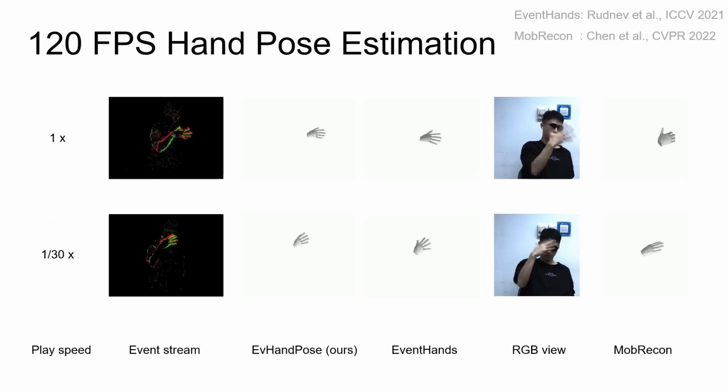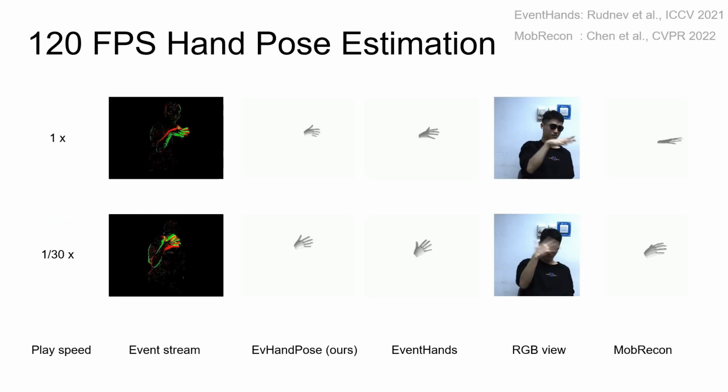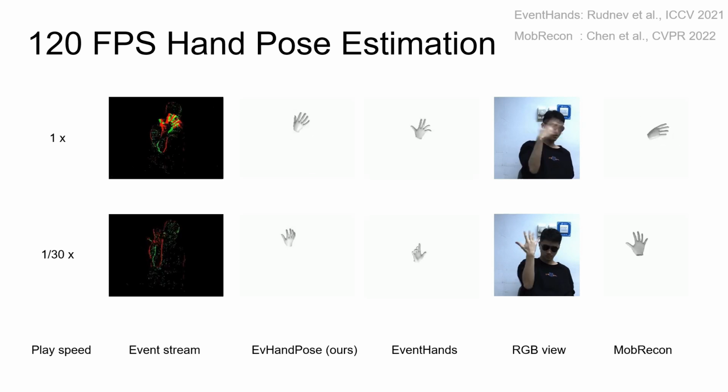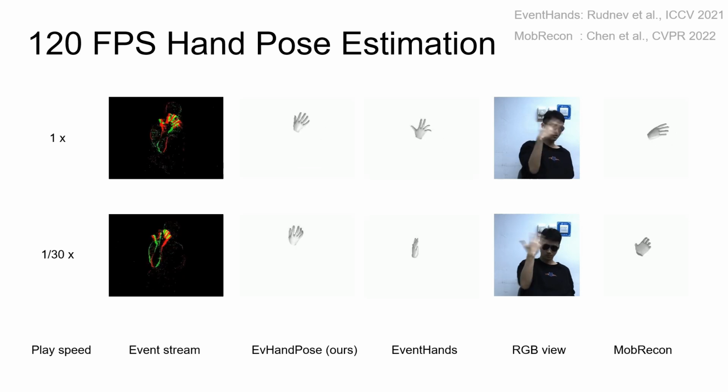EvHandPose can achieve accurate high FPS hand pose estimation. Here we show 120 FPS results. Fast motion will lead to severe hand motion blur effect of RGB cameras. However, the asynchronous imaging nature of the event camera allows it to capture microsecond motion information, and EvHandPose adopts motion representations to record the hand movement precisely, thus achieving stable high FPS inference.